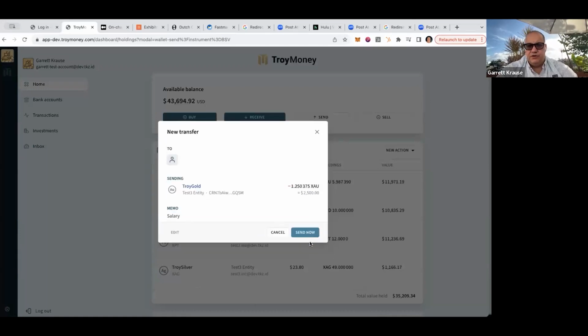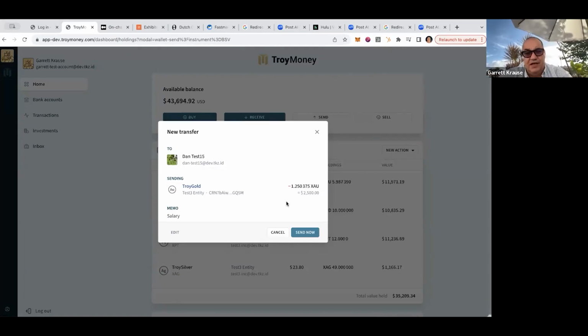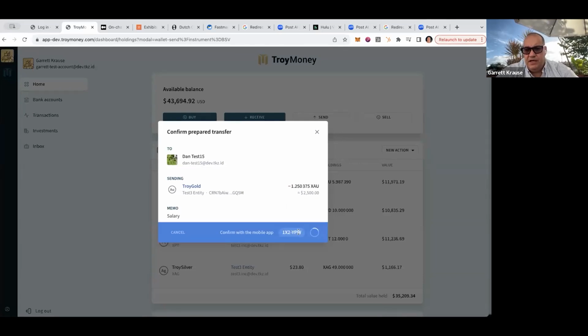I'm going to review the transaction. It's going to send 1.250375 ounces of gold because I'm paying him in gold. I can also send euro. I can send USD. I can send silver. I can send anything. So now I'm going to go send now. This is working. So now it's going to confirm my transfer on my app, on my phone. I have to approve the transfer.